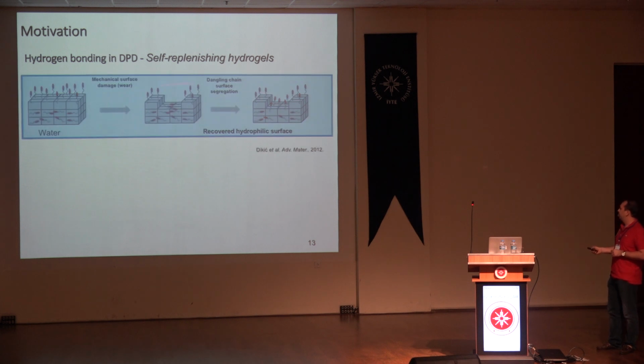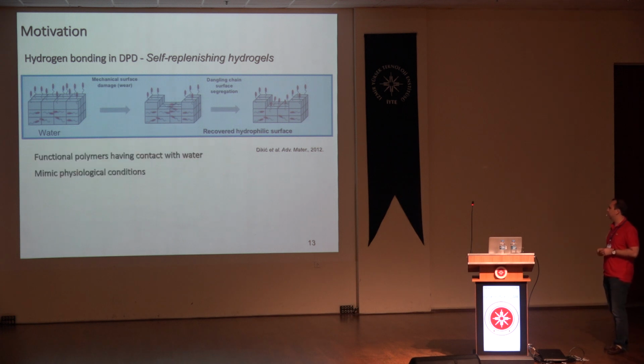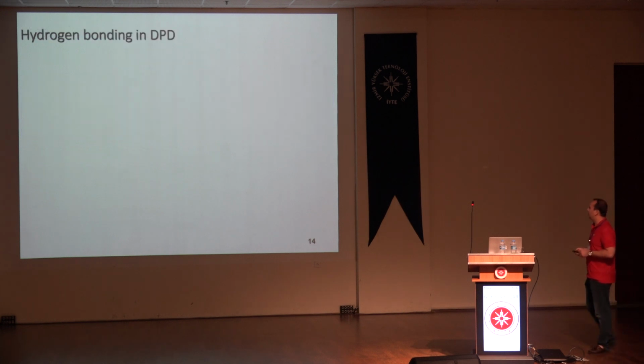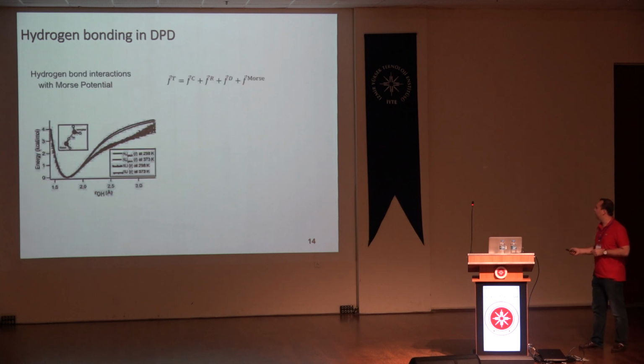In our case, this is embedded in water, so water interactions are important. That's why we consider the hydrogen bonding. You can also extend it if you would like to model polymers in physiological conditions. The hydrogen bonding in DPD comes from adding an additional term to the total DPD force. This force is added in terms of a Morse potential, so you need to parameterize the Morse parameters.